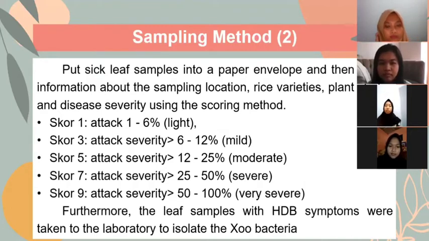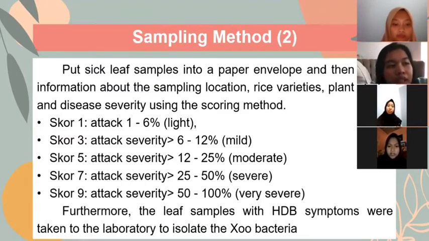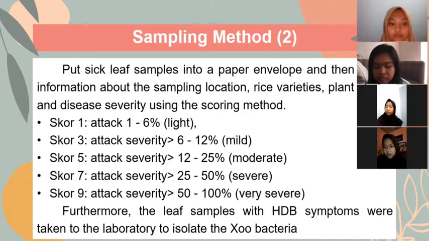Put the leaf sample into a paper envelope and then record information about the sampling location, rice variety, plant stadia, and disease severity using the scoring method. Score 1, attack severity 1 until 6%, like yellow leaf, only an indication of disease, the plant has no symptom. Score 3, attack severity 6 until 12%. This is the leaf has mild necrosis.